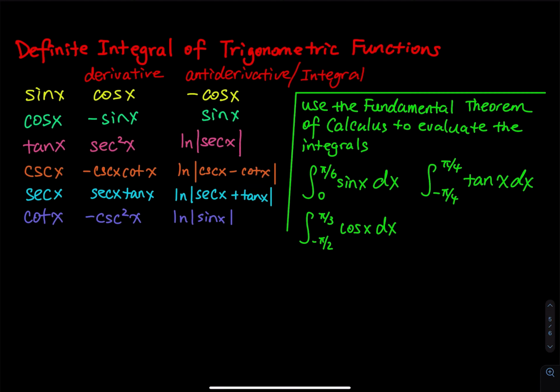Definite integral of trigonometric functions. So we have our 6 trigonometric functions: sine, cosine, tangent, cosecant, secant, and cotangent. And then in the next column we have derivative. So the derivative of sine is equal to cosine. The derivative of cosine is equal to negative sine. The derivative of tangent is equal to secant squared, and so on and so forth.